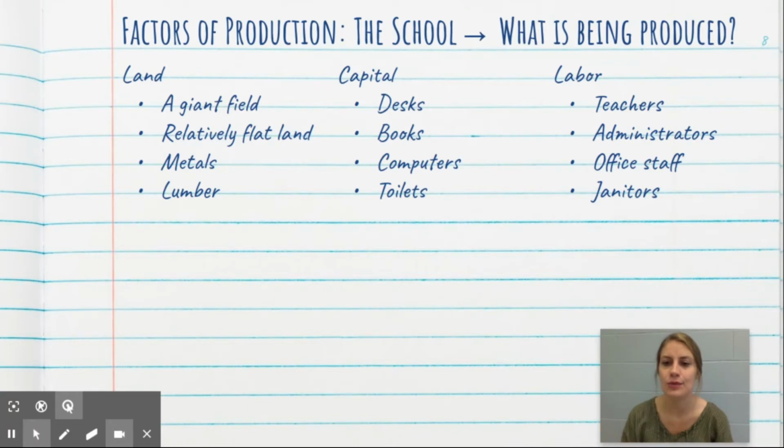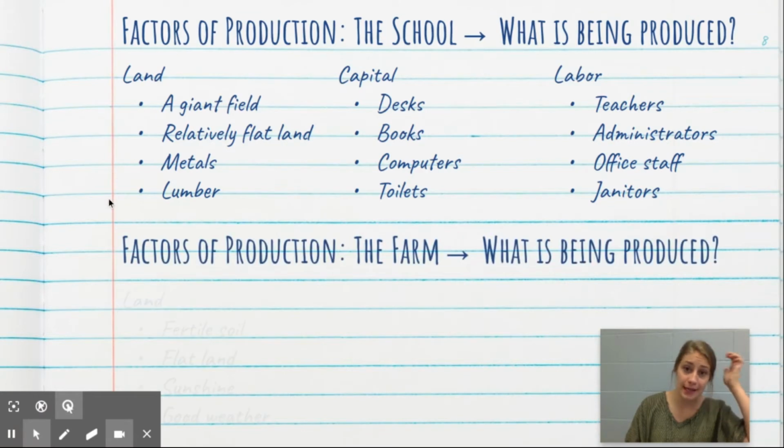It is the things that you need to learn. And the labor in the school are your teachers, your administrators, your office staff, your janitors, your people who keep the school running, who are able to deliver the capital and are able to help students learn.